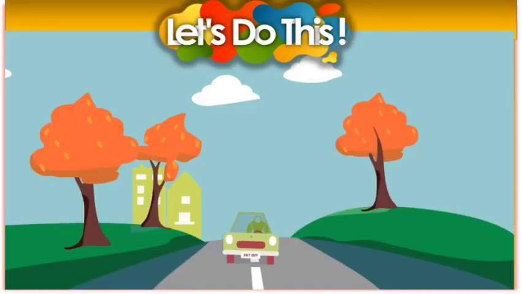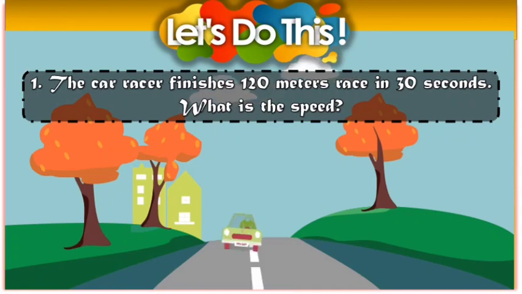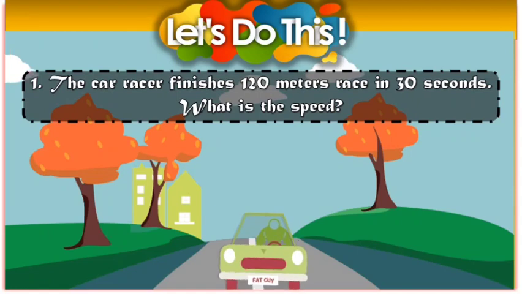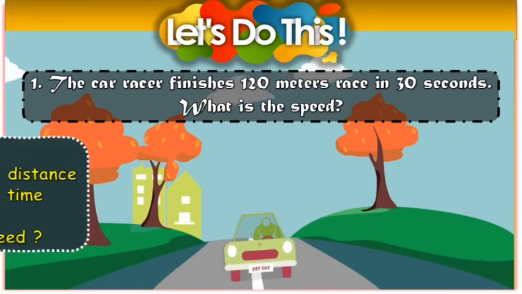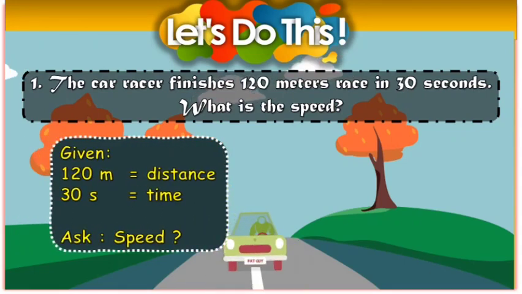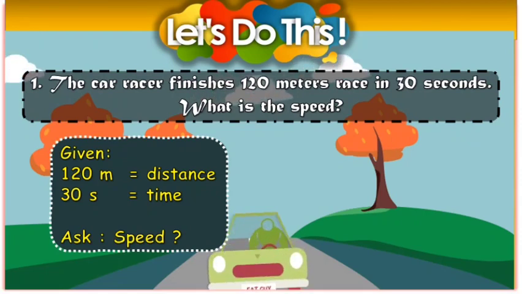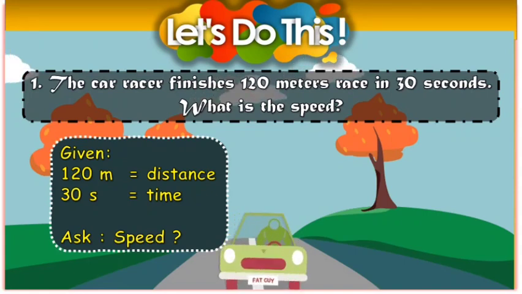So we have an activity here. So let's do this. So we have an example number 1. The car racer finishes 120 meters race in 30 seconds. What is the speed? So based on this problem, all we have to do now is to look at the given. Ano-ano yung mga given sa problema? We have 120 meter, that is the distance, and we have 30 seconds, that is the time. So what is being asked in this problem? The speed. Ang hinahanap ay speed.